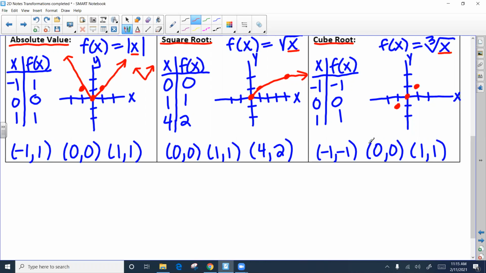Okay. This is not a line. It is going to be a curved function, but it's curved in a different way than the cubic. It actually looks more like the square root. So the right side of the cube root looks just like the square root. It curves out to the side like this. It's like that U shape that's sideways, but only the top half.